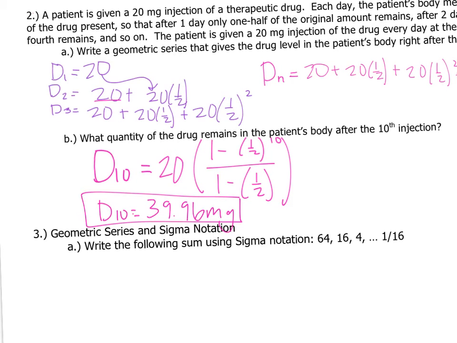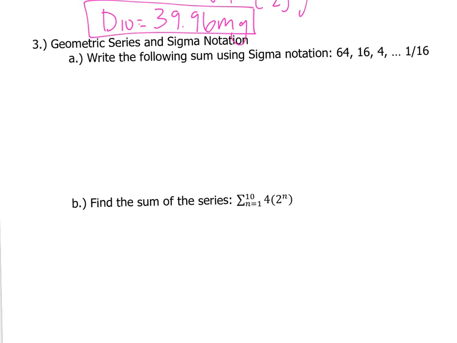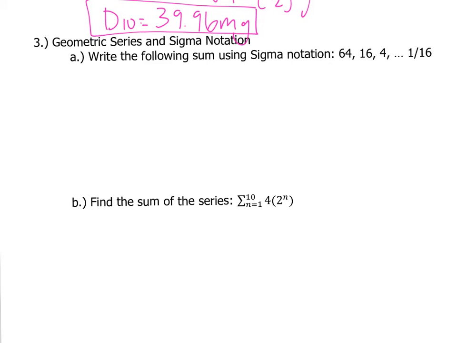All right, last little bit here, looking at geometric series and our sigma notation. Like I mentioned in your warm-up, you are going to have both arithmetic and geometric thrown together. So it's up to you to make that decision on whether a sequence or series is arithmetic or geometric. So always keep that in the back of your mind.